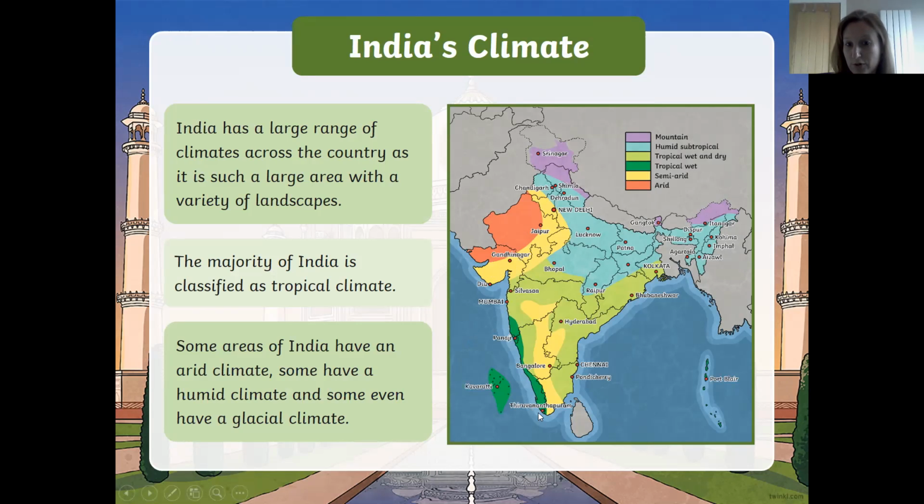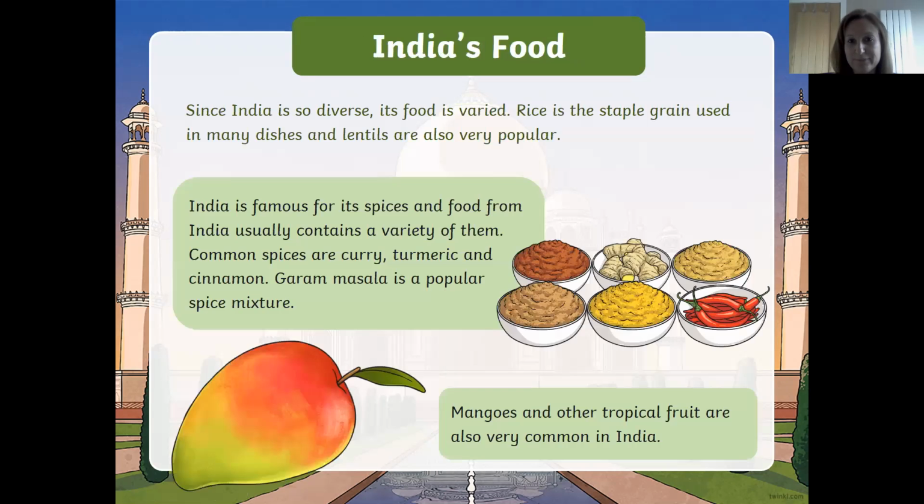Then you've got some tropical areas. Here we've got tropical, which is a little bit of combination of wet and dry. And this bit over here is very humid. Humid means that it's very, very hot, a lot of moisture in the air. So you get quite a lot of different animals and different climates and habitats in India. And we will find out a little bit more about that as we move through our learning about India.